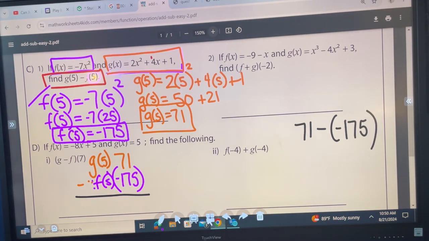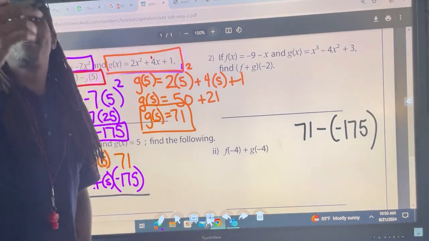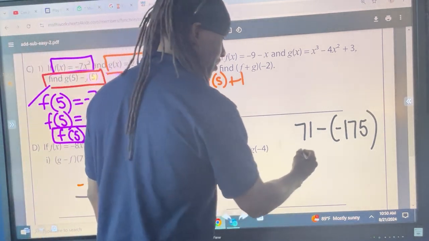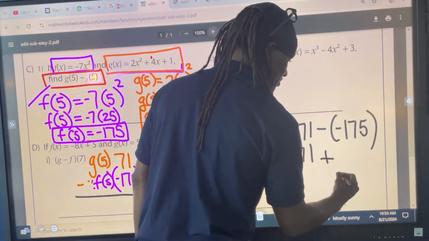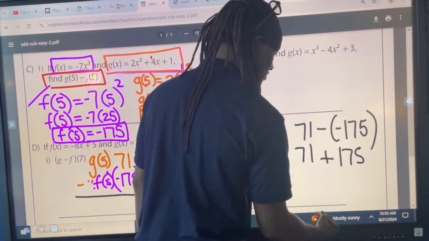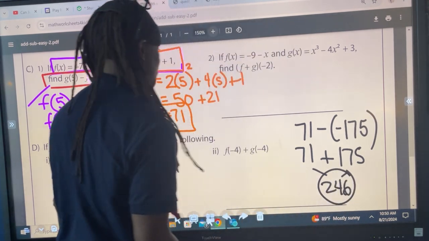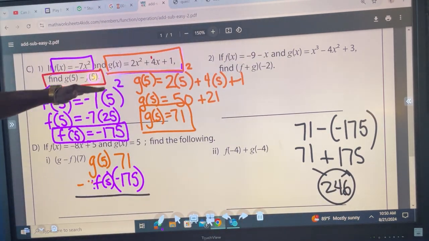Well, what do I do first? It's a process. Keep, change, flip. You should know that from last class. Yeah, we just covered these integers. Keep. Change. So your answer for C1 is 246.